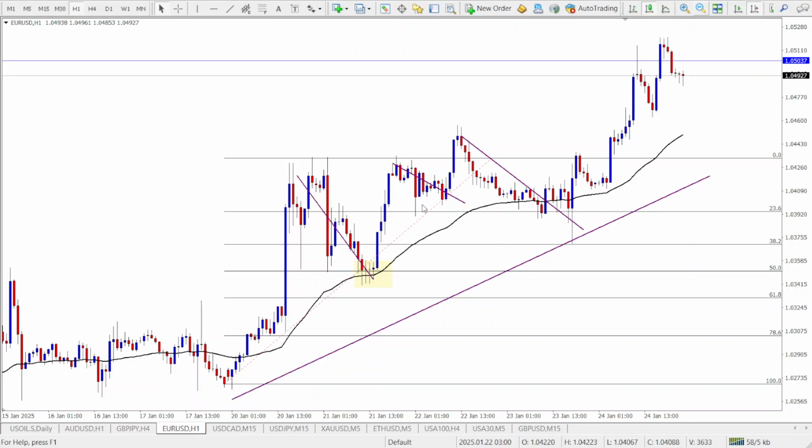Place your trade in the direction of the trend and set a stop loss just below the retracement low if it's an uptrend, or above the retracement high if it is a downtrend, to protect your capital.